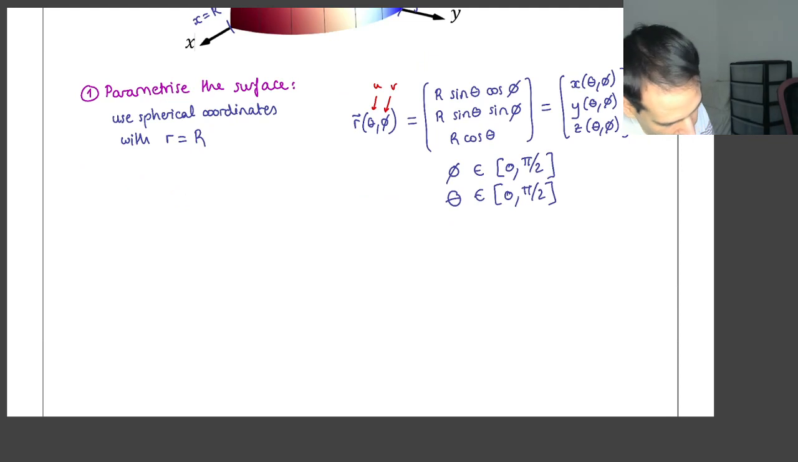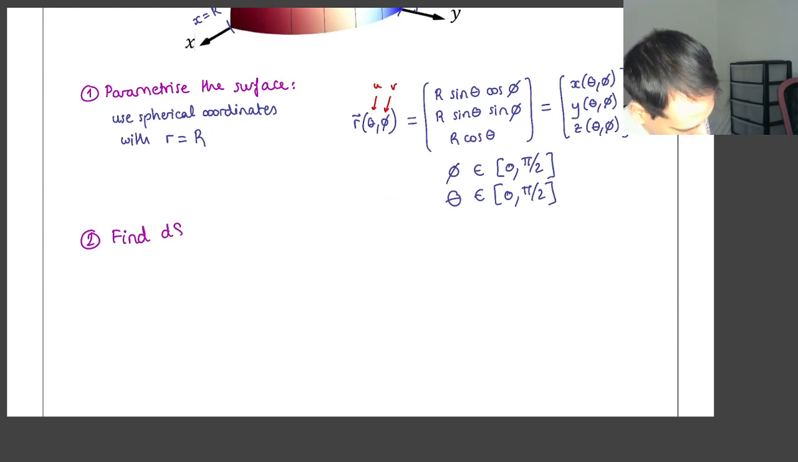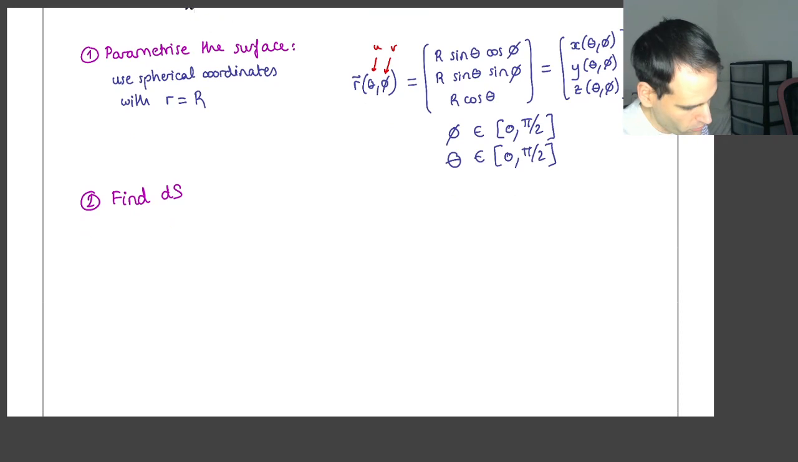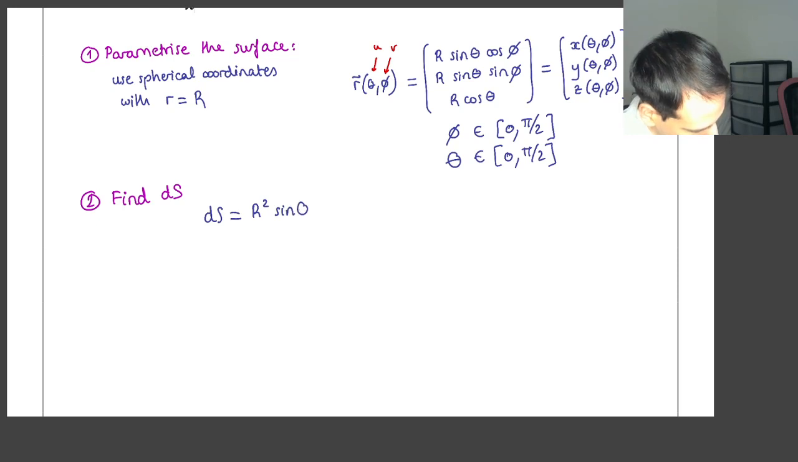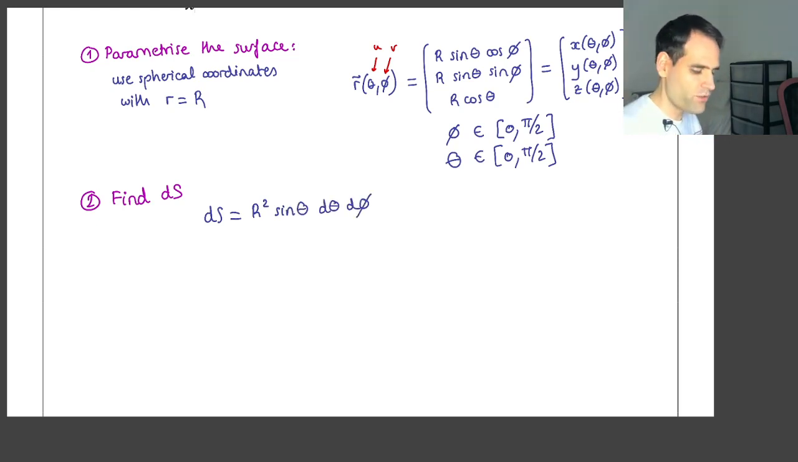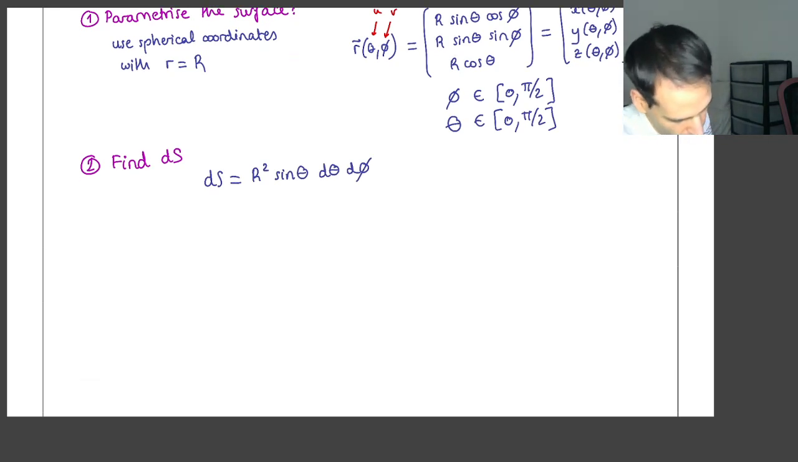Step 2, find ds. In this case, this is a sphere. I have done many problems and demonstrated how to calculate ds, and I just remember it. ds is r squared sine theta d theta d phi. You don't need to justify this. It's a well-known result. Third step, we evaluate the integrand at the surface.